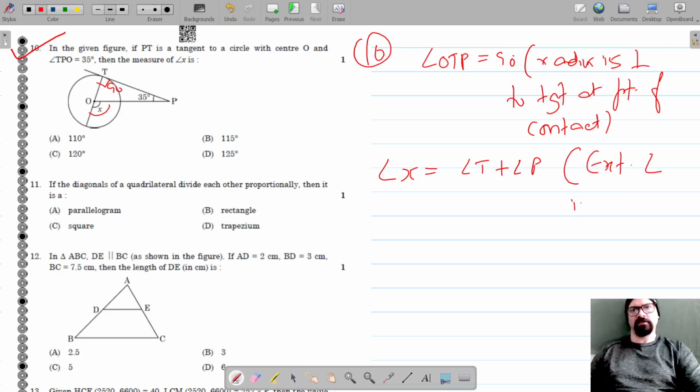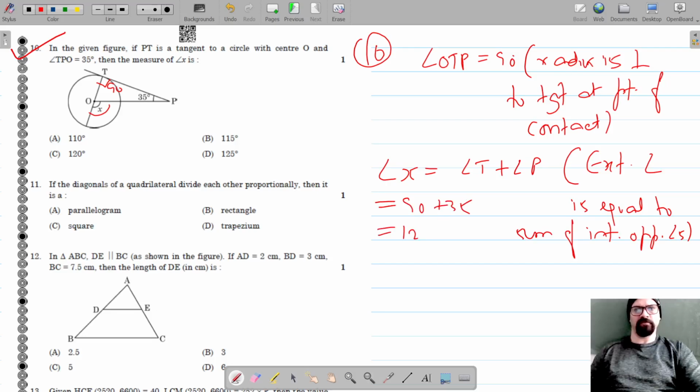This is an exterior angle, so it is equal to angle T plus angle P, and we know that the exterior angle is equal to the sum of interior opposite angles. And angle T is 90, angle P is 35, so this is equal to 125. So 125 degrees is the correct option.